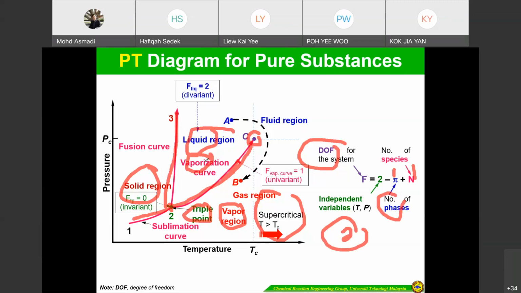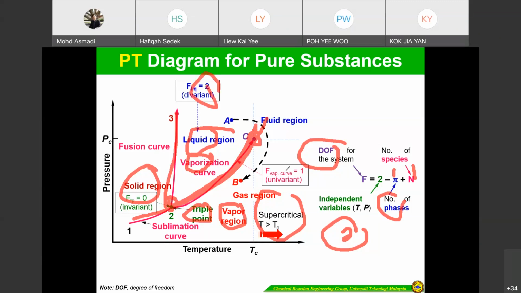But if you want to maintain vapor and liquid, on this line, what do we call this? The evaporation curve, right? So you can maintain one variable, whether temperature or pressure. Okay, but if you are here you cannot change anything. Okay, the degree of freedom is zero. This one is two, this one is one. Okay, understand?